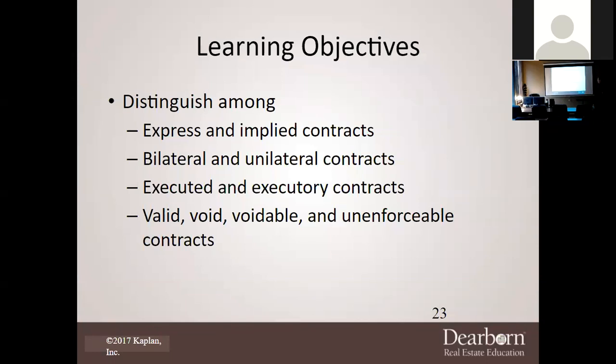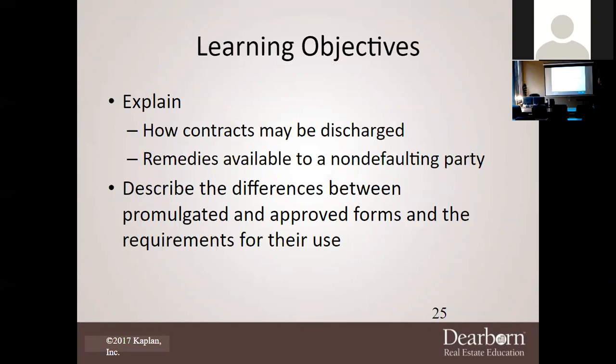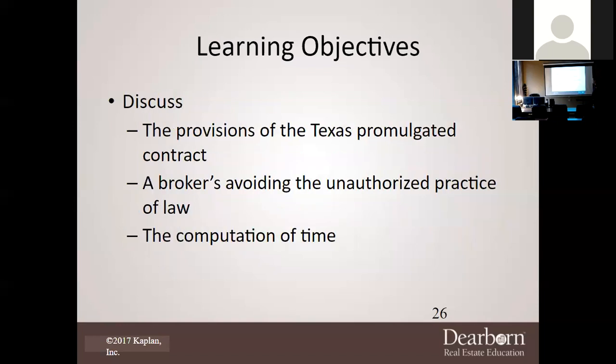So we will distinguish among express and implied contracts, as well as bilateral and unilateral contracts. Further, we're going to talk about executed and executory contracts, along with valid, void, voidable, and unenforceable contracts too. We'll identify the requirements for a valid contract, as well as the statute of limitations for contract enforcement. We'll explain how contracts may be discharged and remedies available to a non-defaulting party, and then describe the differences between promulgated and approved forms and the requirements for their use.